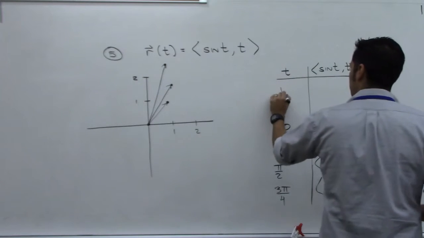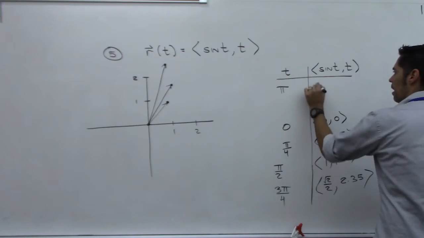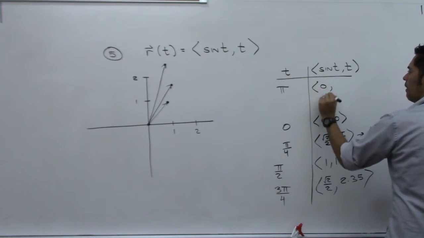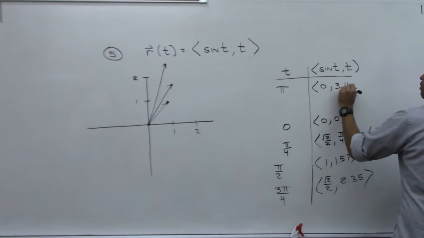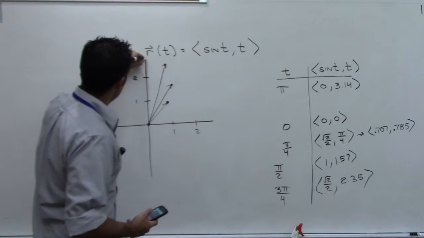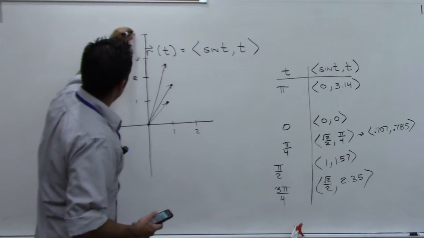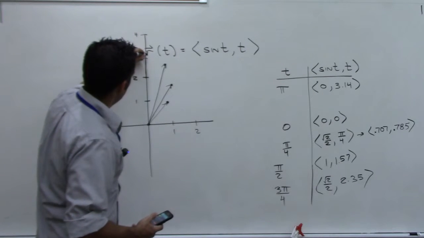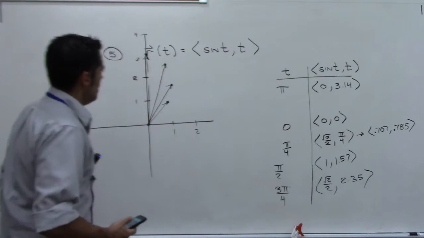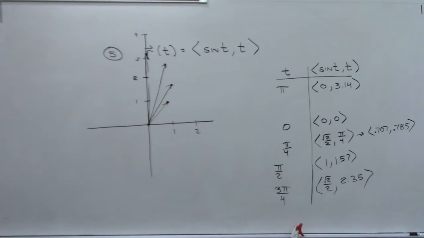Okay, and then I keep going. Let me go to pi. So if I'm at pi, sine of pi is going to be 0, and then pi is 3.14 approximately. So now I'm at 0 and then 3.14. So here's 3, here's 4, so 3.14, I'm about right there. So the vector goes straight up to here. And then what's going to happen is I'm going to start to go negative.